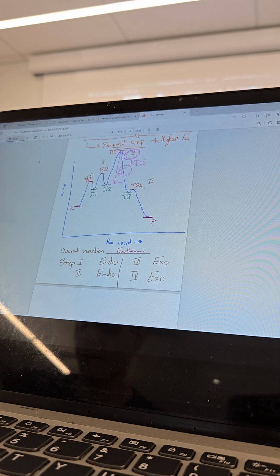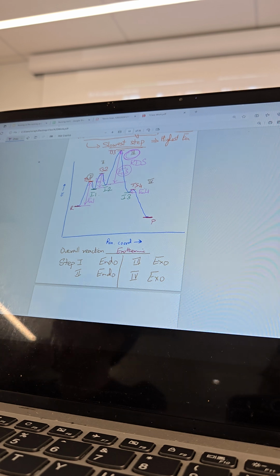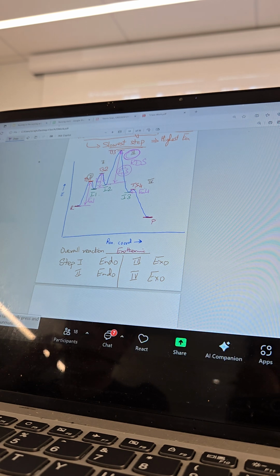So if you're looking at the activation energy, this is the activation energy for step number 1. This is the activation energy for step number 2. And that's for step number 3. And here is the activation energy for step number 4. Then whichever step has the biggest activation energy is the slowest step, which means it is the rate determining step.